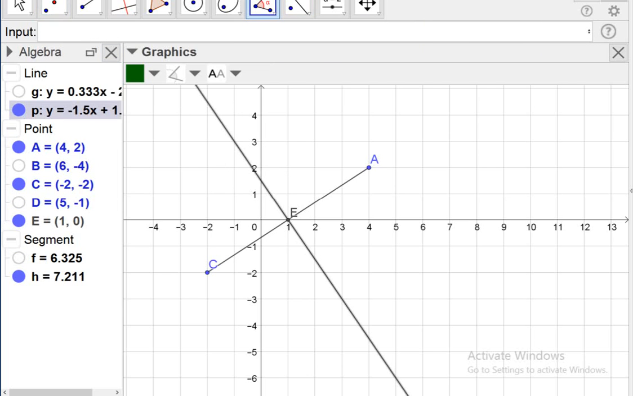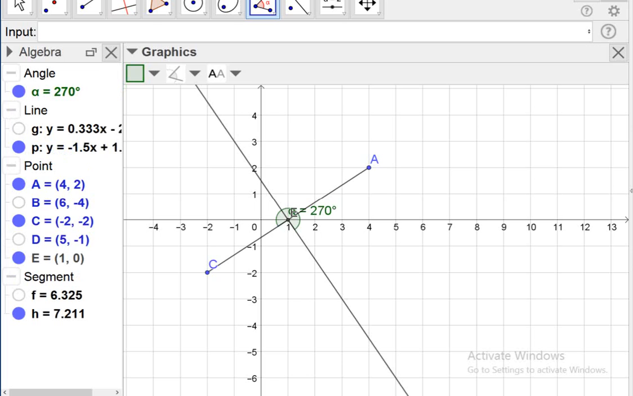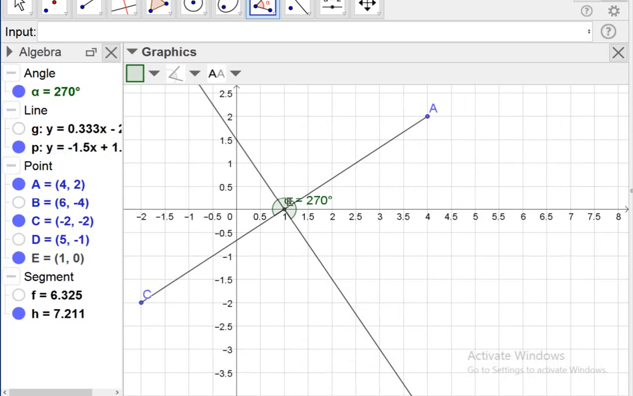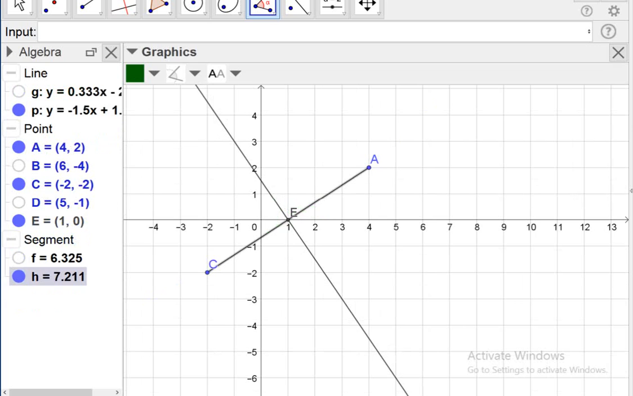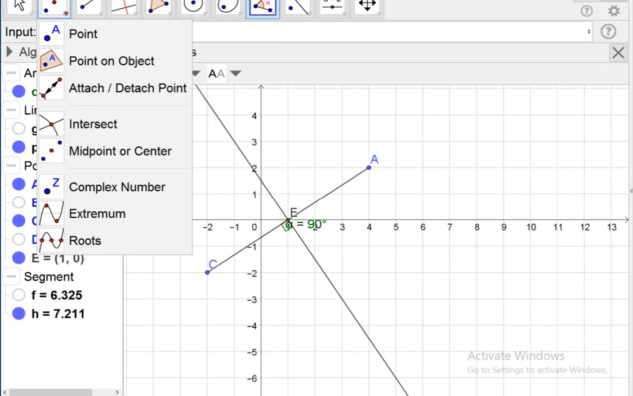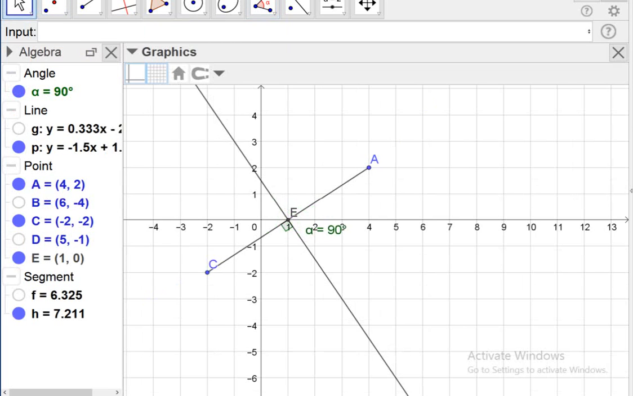And are those perpendicular? That's showing 270 there. So if that's 270, then this angle here's got to be 90, right? Okay. You click here and there, and it'll put that 90 in there. All right, so what we just came up with in the equation of that is the equation of the perpendicular bisector of AC. So now here's my question.